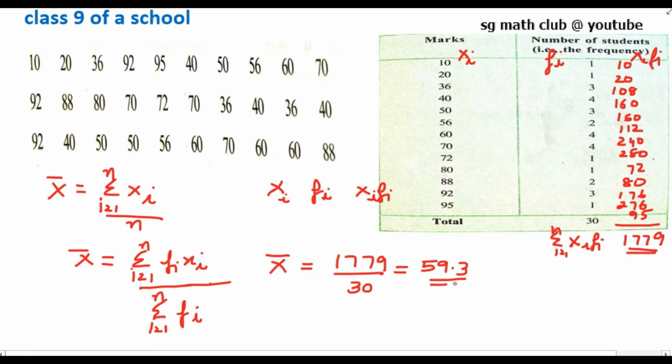So this is how you will find out mean when the distribution is in the form of a frequency distribution table. Or directly also you can do 10 plus 20 plus 36, but it is a time consuming method. So if they have already given it in the frequency distribution table form, then this method is very easy. You need to find out xi, fi, and find the sum of xi fi, then you apply the formula and you'll get the value.